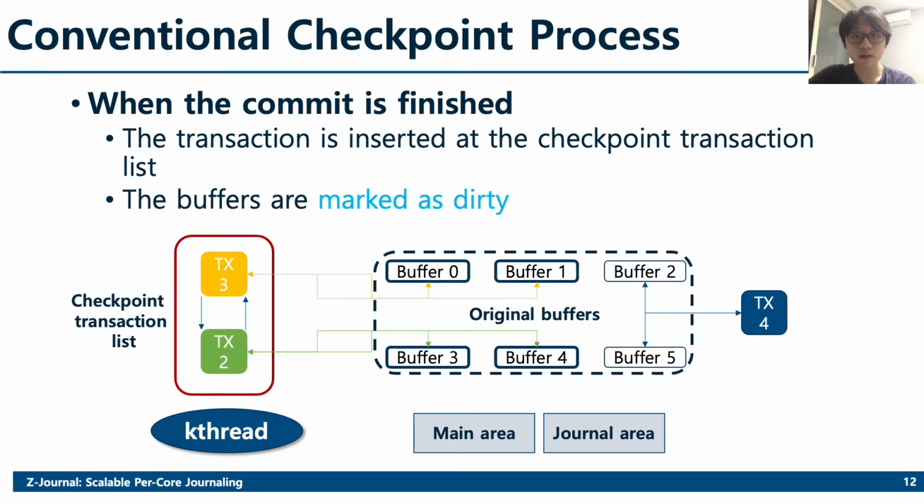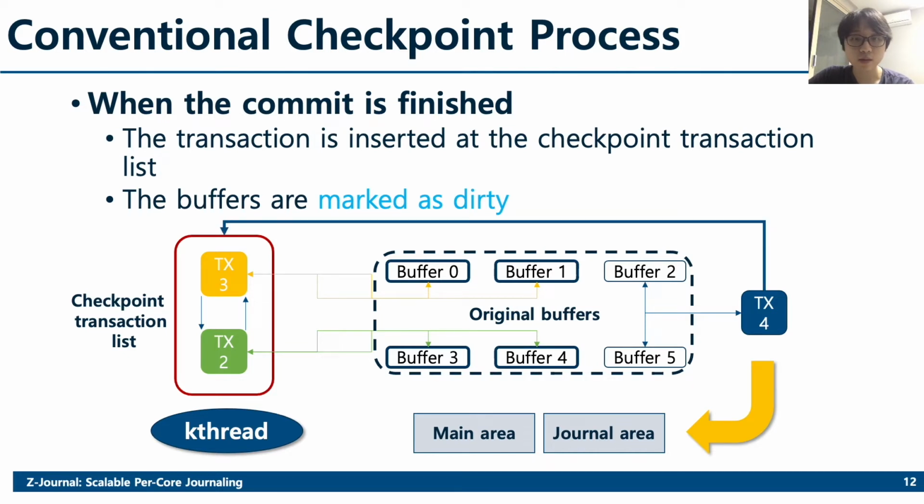Before explaining journal coherence checkpoint, I will explain the checkpoint method of the conventional journaling scheme. When the commit is completed, the transaction changes to the checkpoint state and is inserted into the list where the checkpoint transactions are gathered. At this point, all buffers in this transaction are marked as dirty. The kernel thread that performs write back periodically moves these dirty buffers into the file system area and changes them to a clean state when they are completed.